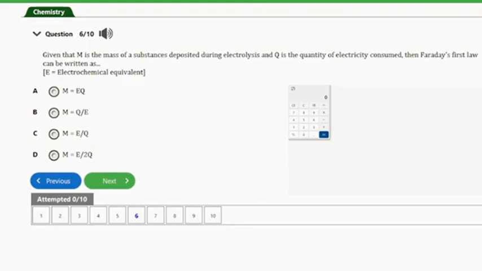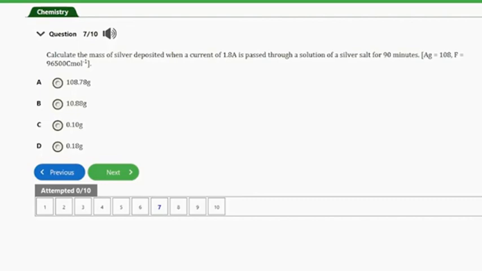So guys, the answer to this question is going to be option A here, M is equal to EQ. So let's check out the next question. That's question number 7. It says, calculate the mass of silver deposited when a current of 1.8 ampere is passed through a solution of silver salt for 90 minutes.